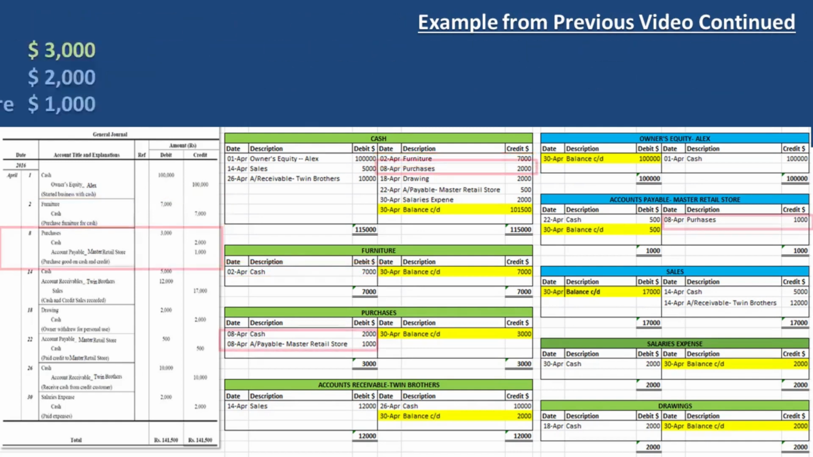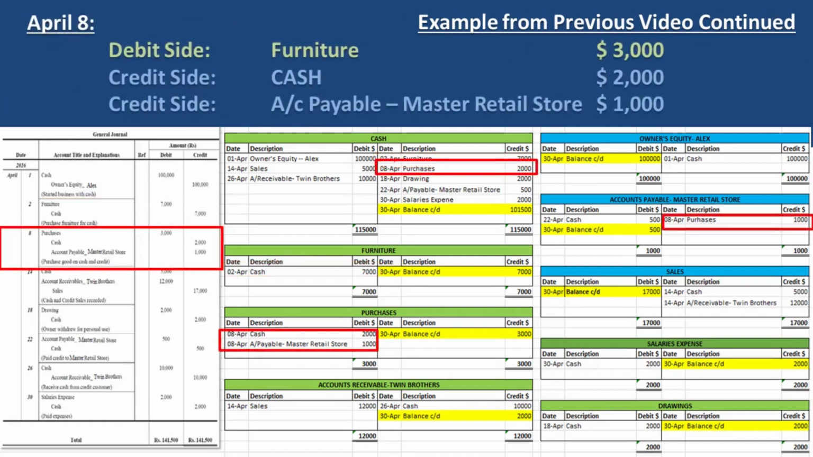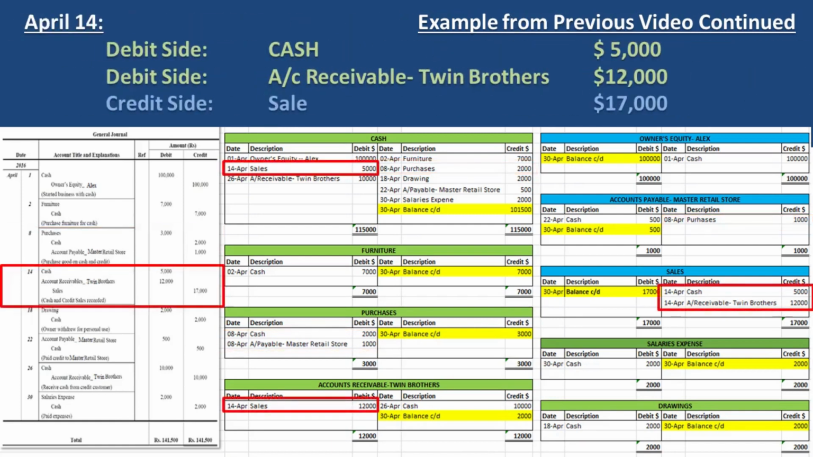On 8th of April, the owner purchased goods partially for cash and partially on credit. This will affect the debit side of purchase account with $2,000 cash and $1,000 accounts payable. The corresponding credits will be given in the cash and accounts payable accounts. On 14th of April, the owner sold goods for $17,000 out of which $5,000 were for cash and the rest on credit. This will affect the debit side of accounts receivable account with $12,000 against sales that is still receivable from twin brothers, and cash of $5,000 that was received up front. The corresponding credit will be given in the sales account with respective amounts.